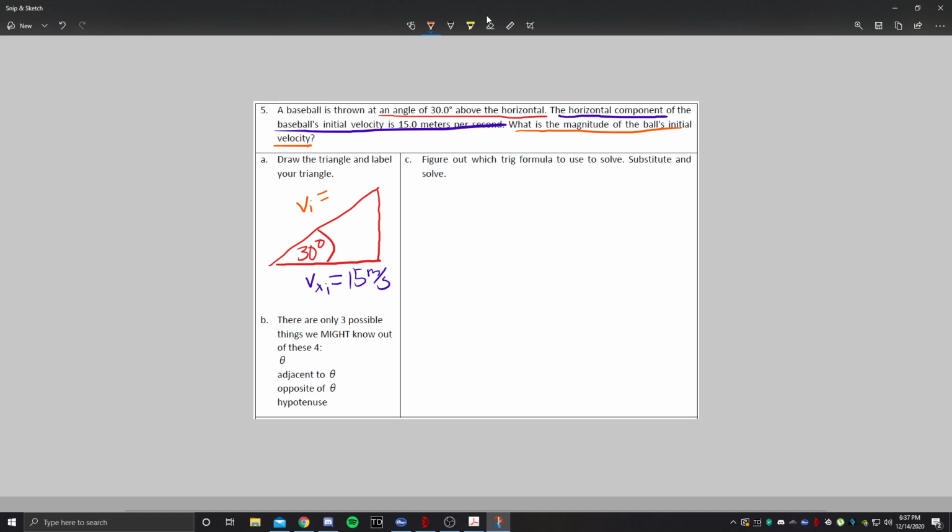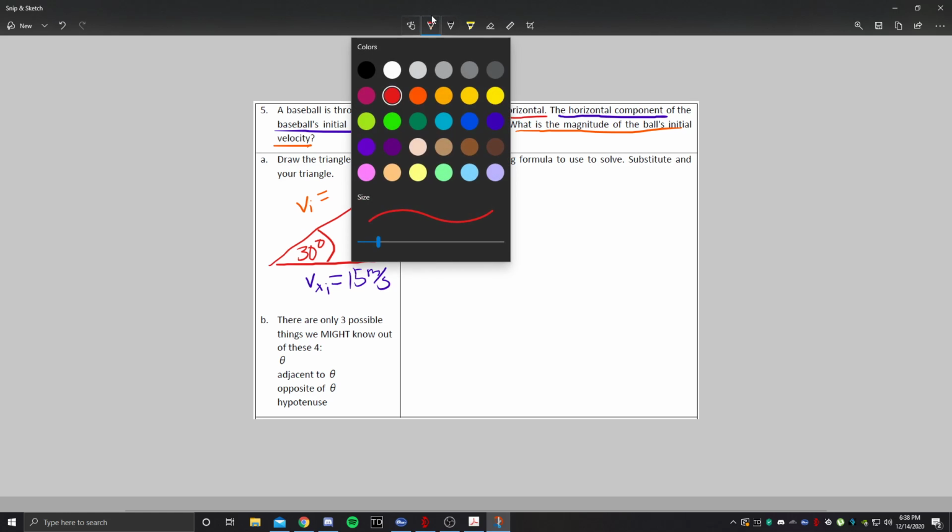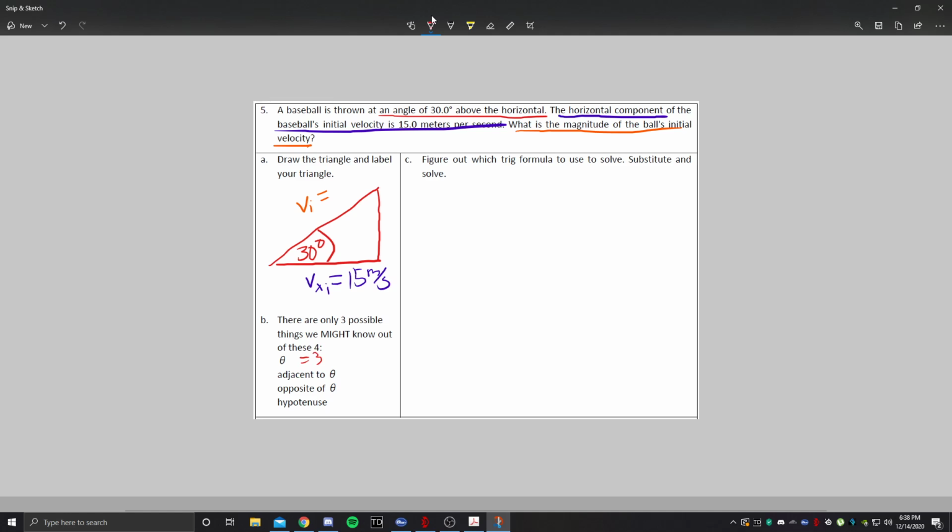They want to find out what your hypotenuse is. So, which one of these do we know? Well, we know what our angle is: 30 degrees. We know what's adjacent to our angle. Adjacent is the horizontal right here, that's 15. We don't know what opposite is. We want to find out what our hypotenuse is, which we'll call Vi.